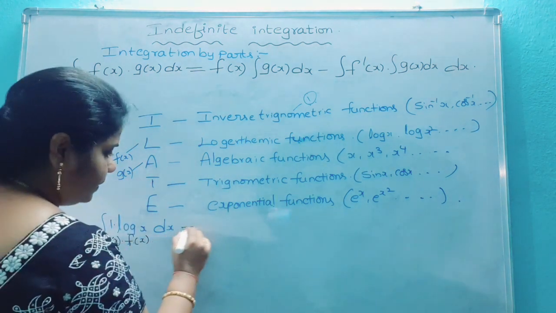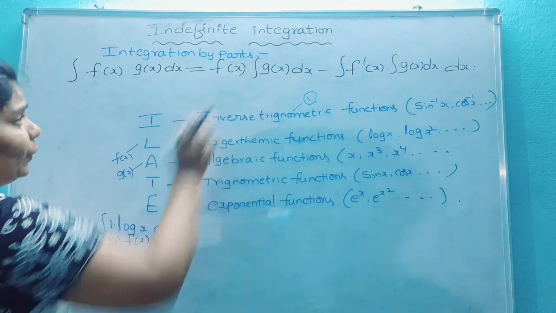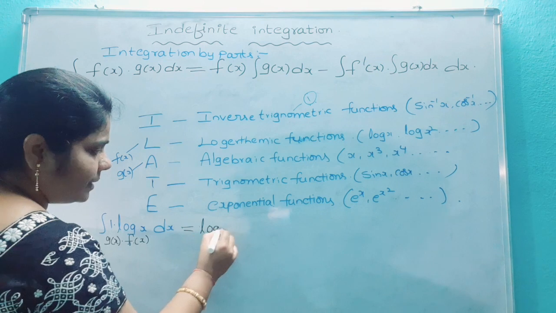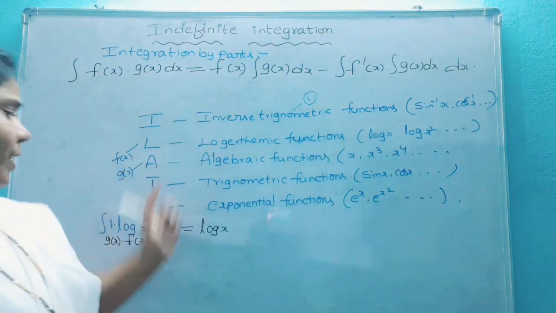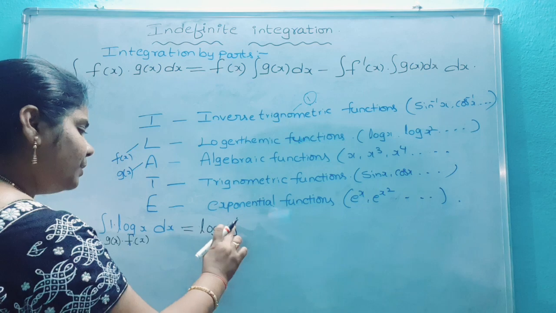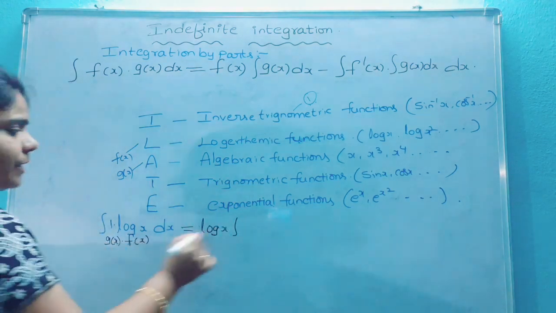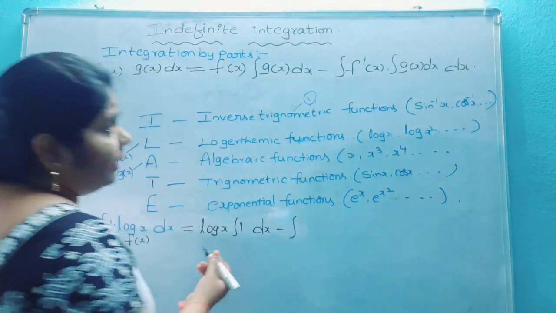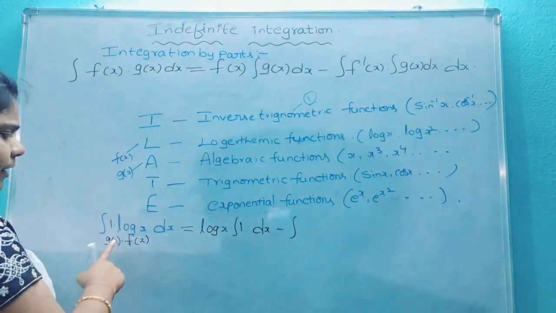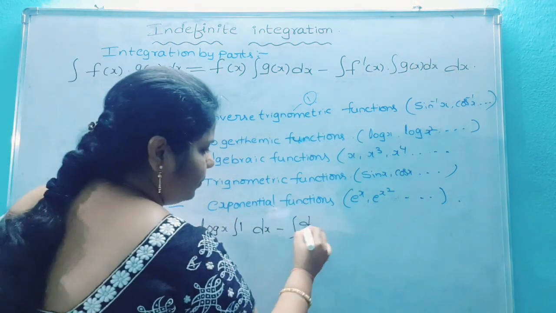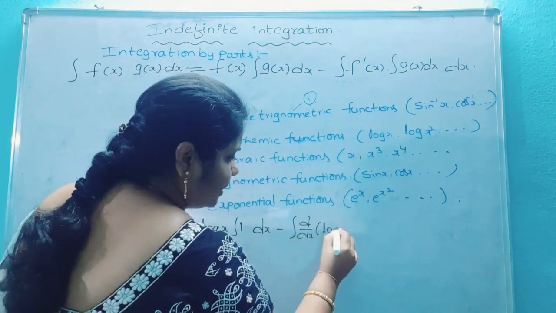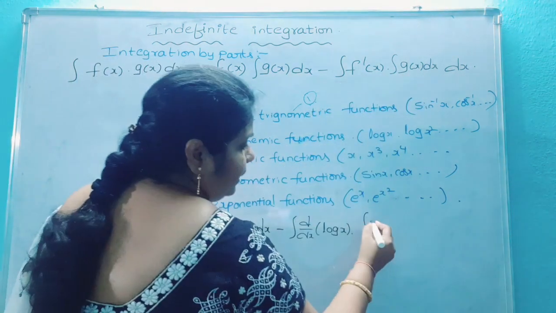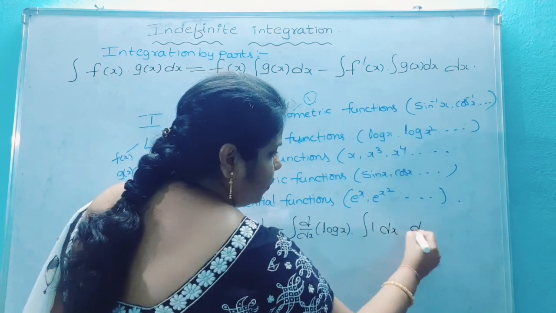That implies f of x into integral of g of x dx. What is f of x? f of x is log x into integral of g of x dx. Integral of g of x is 1. Integral of 1 dx minus integral of derivative of f of x, that is d by dx of log x, into integral of g of x dx. Integral of 1 dx, whole dx.